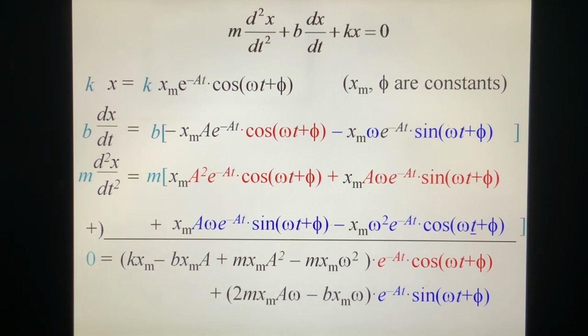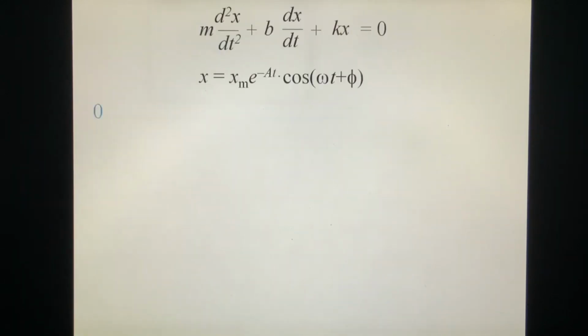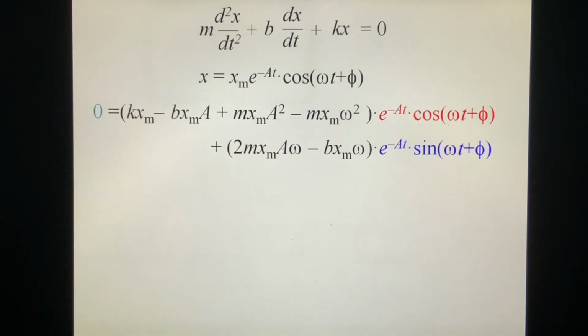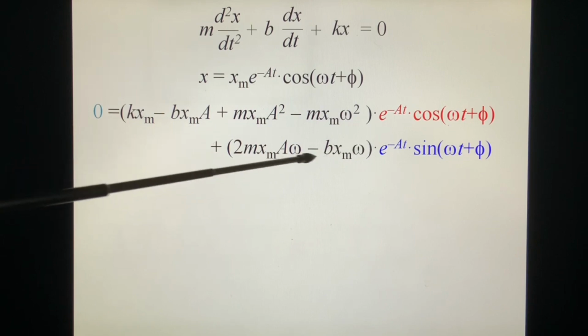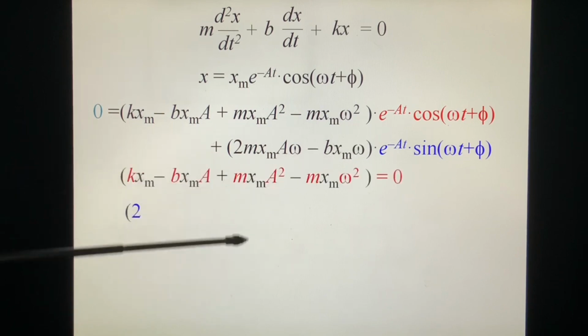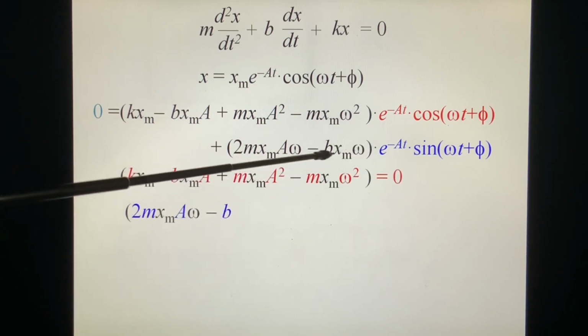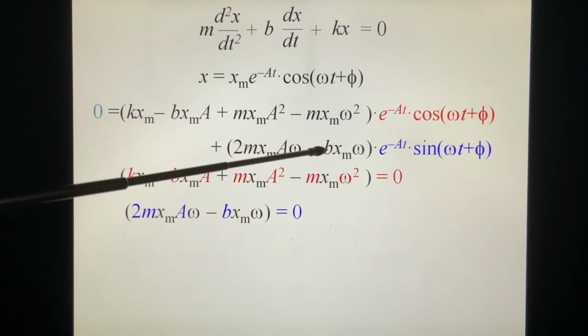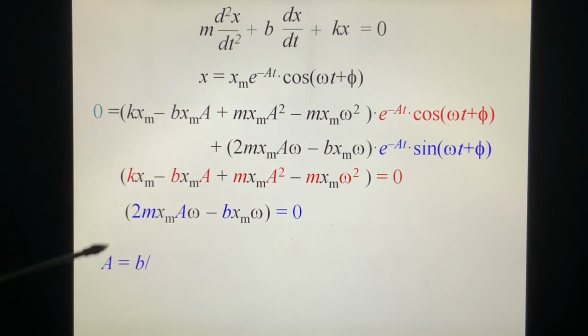Now look at this equation. This equation should be equal to zero at any time. What is the result? The result is only possible if the coefficients equal 0. So we make each of them equal to 0. You cancel the omega x_m, so you get b equals 2ma, so a equals b over 2m.